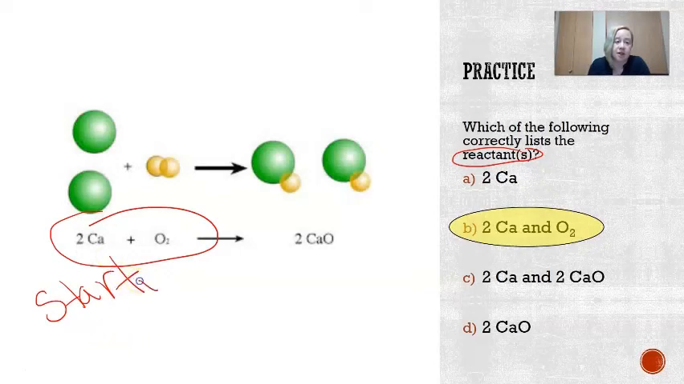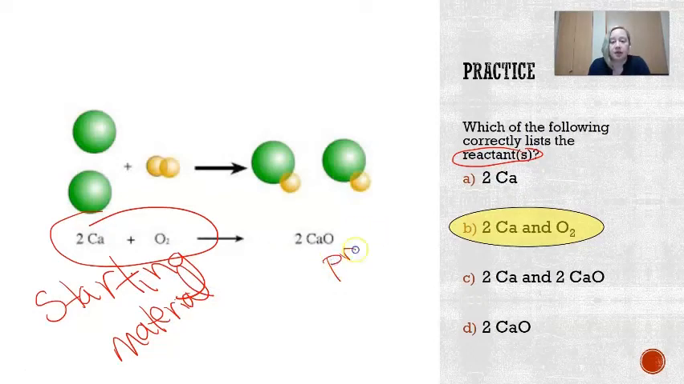So starting material. Okay, this side is called the products. All right, so this is the product.